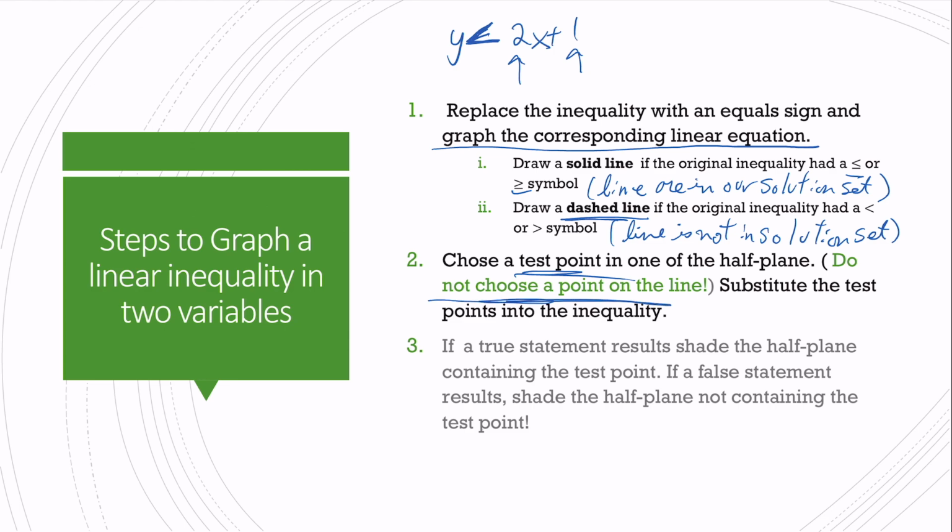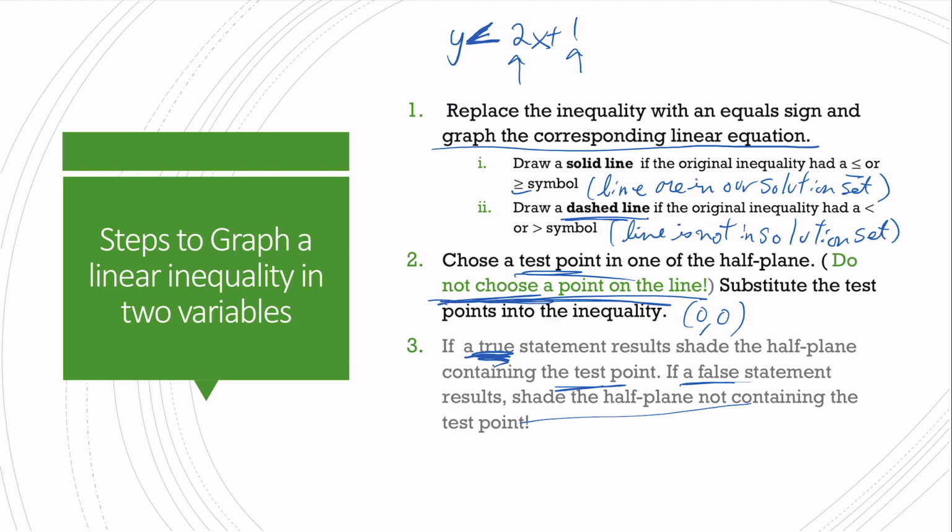Do not choose a point on the line. My favorite point is the origin. It's the easiest to do math with. You substitute in zeros, x's and y's cancel out. If a true statement results with our test point, we shade the half plane containing the test point. If a false statement, you have to shade the other side.